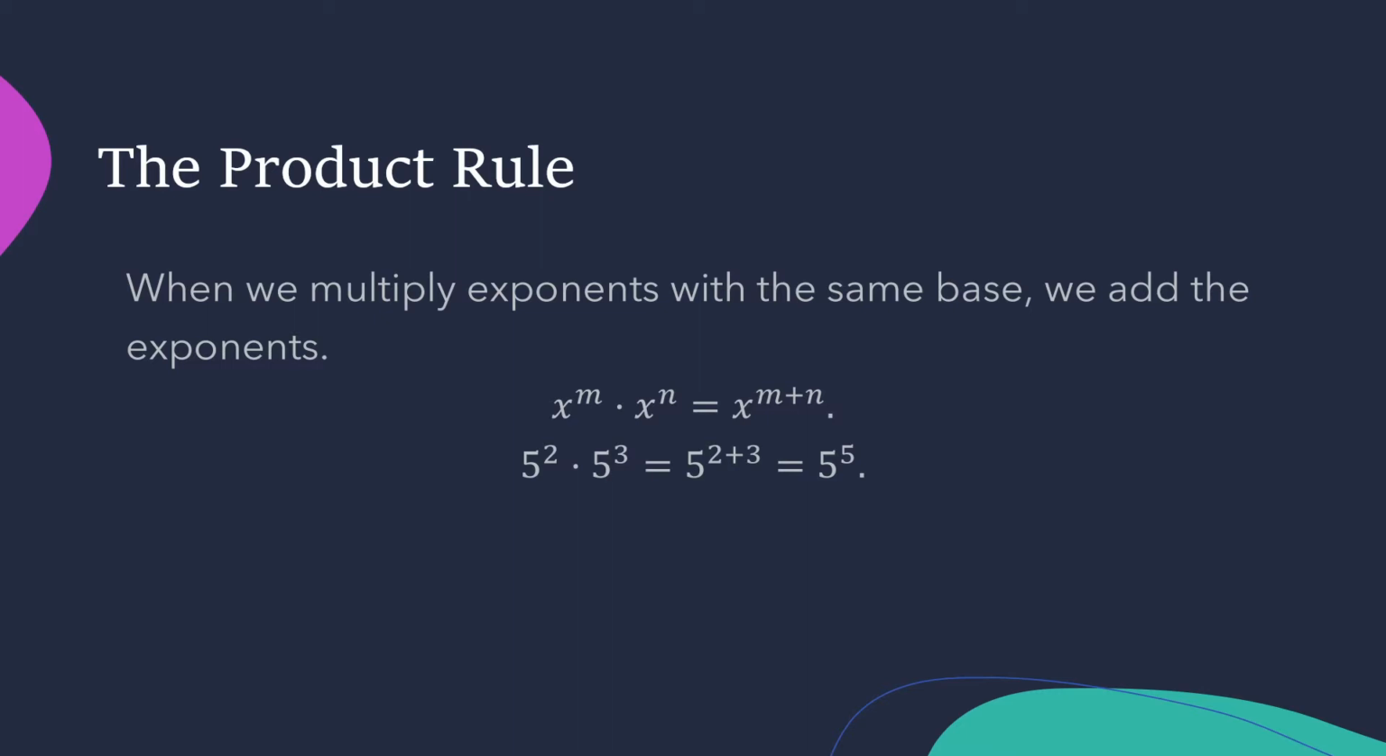And for example, 5 squared times 5 to the 3rd power is equal to 5 to the 2 plus 3, or 5 to the 5th power. And you can kind of see this because 5 squared is 5 times 5, and 5 cubed is 5 times 5 times 5. So essentially, you're just adding the number of 5s and multiplying together.